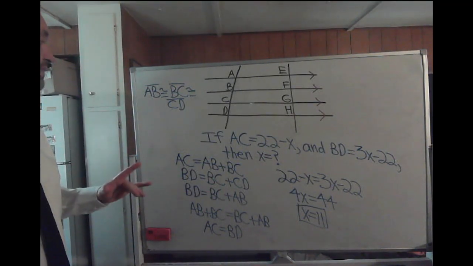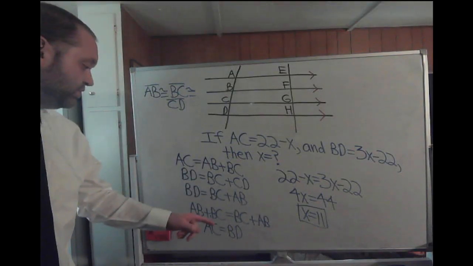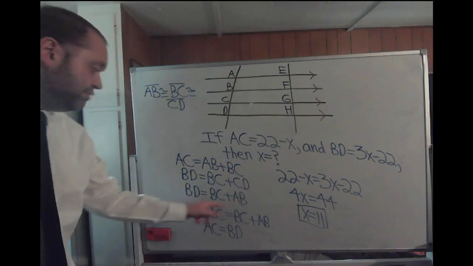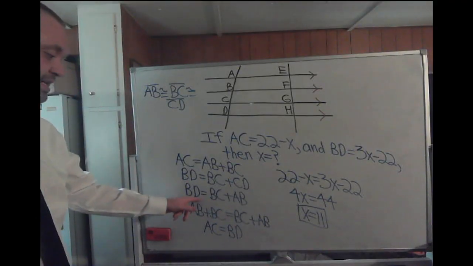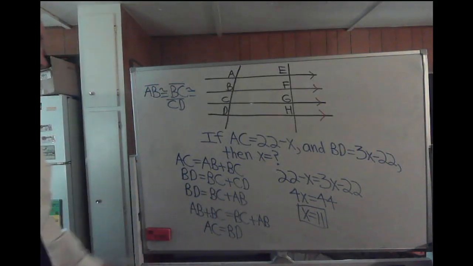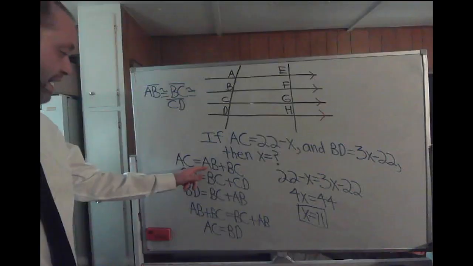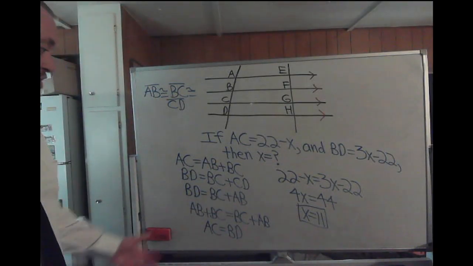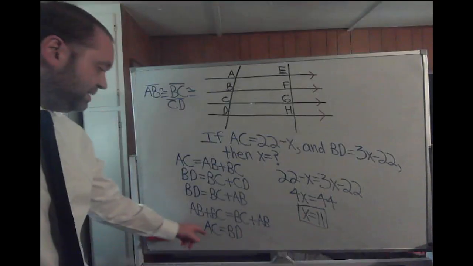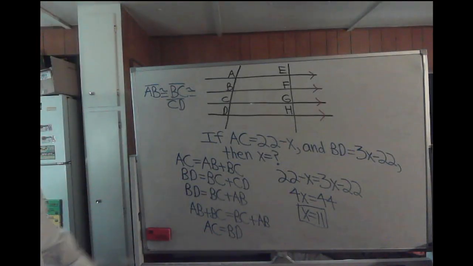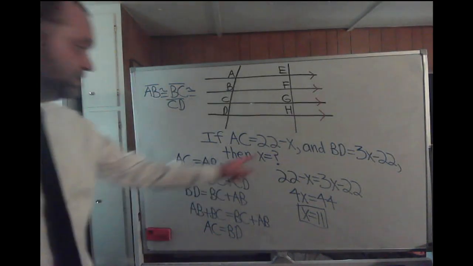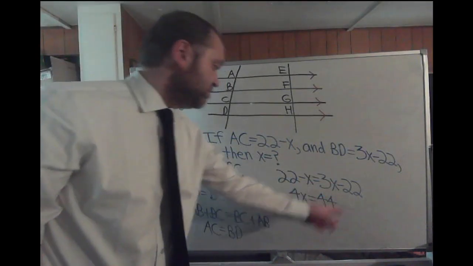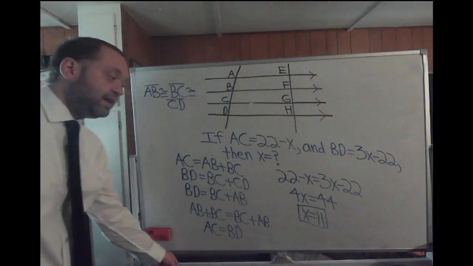And then I used the fact that AB is congruent to CD to replace the CD with AB in the BD equation. So BD equals BC plus AB, meaning that AB plus BC equals BC plus AB, which I could just substitute: AC equals BD. So then I was able to prove that these two were congruent, which means I just simply set their values equal to each other. I come up with the fact that x equals 11.